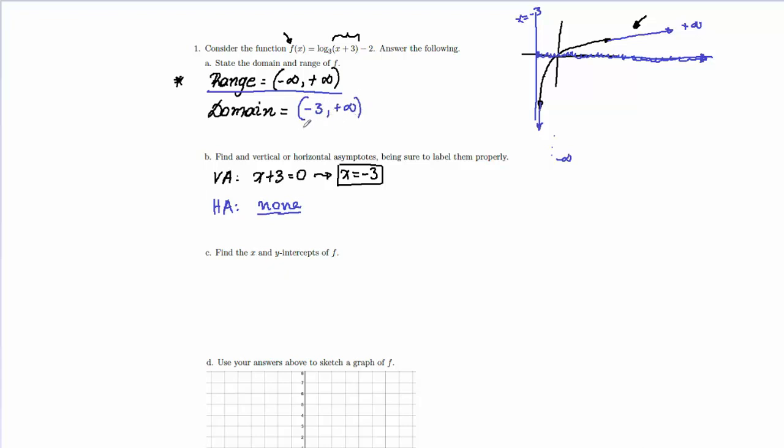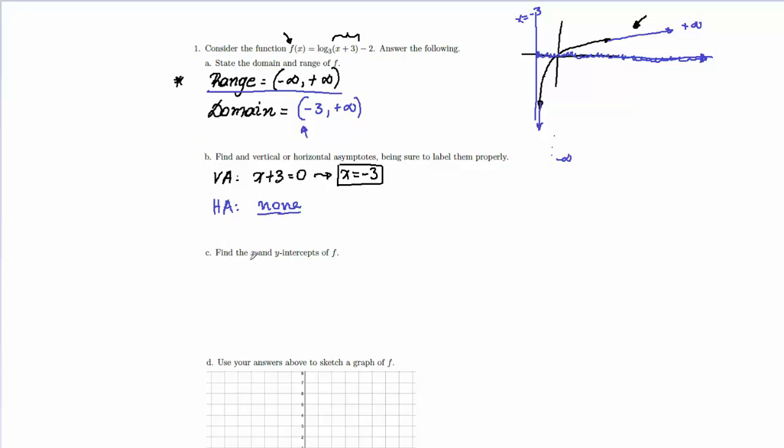Remember that we do not include the negative 3 in our domain. Why? Because if x is negative 3, then the argument will be 0, and there is no logarithm of 0. It cannot be defined. Okay, so we answered A and B. Let's go to C.